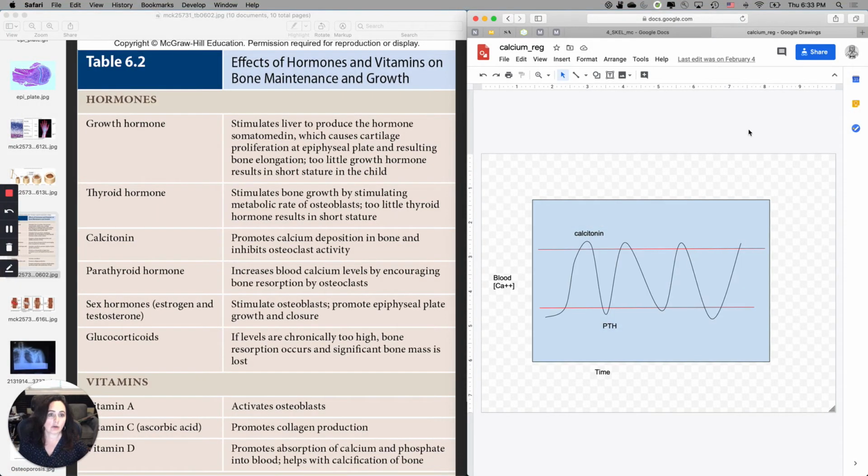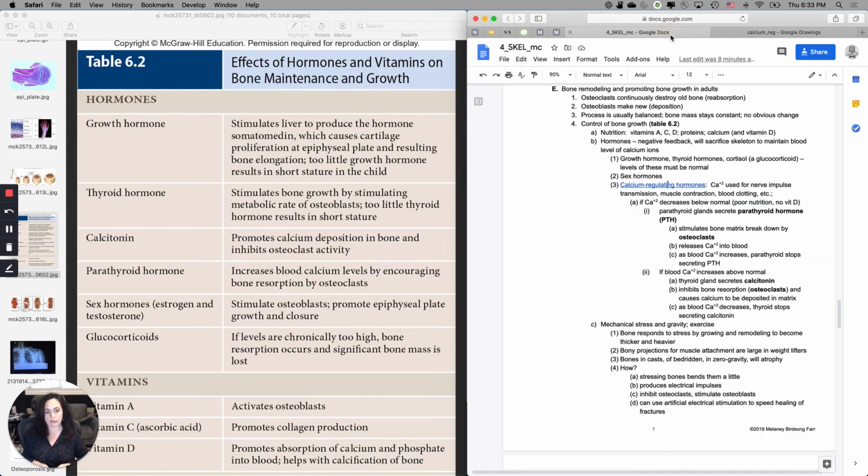Okay, so let's see if I covered everything on your notes. If calcium decreases below normal, like if you have poor nutrition or no vitamin D, then your parathyroid glands secrete PTH, and it stimulates osteoclasts, and you release calcium into the bloodstream. If blood calcium increases above normal after you ate a rich meal, the thyroid gland secretes calcitonin, and it inhibits osteoclasts, and the osteoblasts end up making a net deposit.